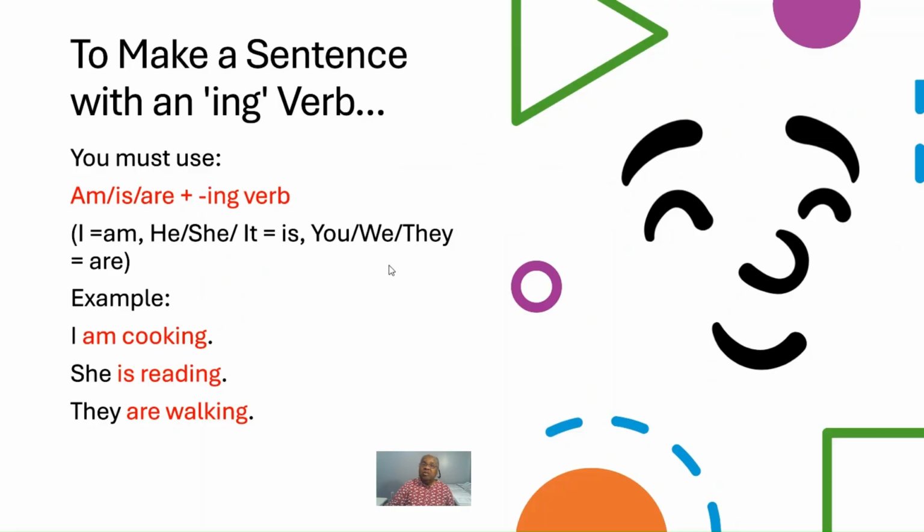To make a sentence with an ing verb, you must use am, is, are, plus an ing verb. Example: I am cooking. She is reading. They are walking.